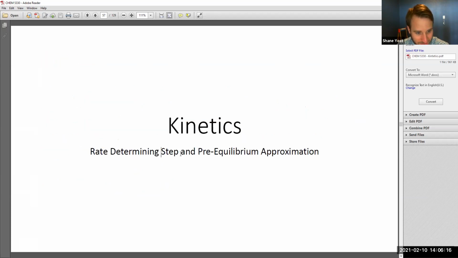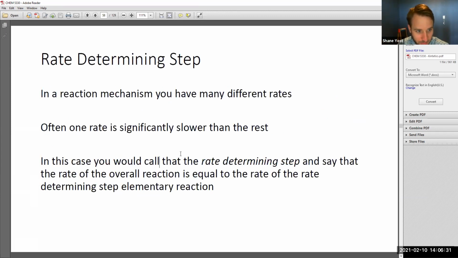Yeah, so that's the steady state approximation. The pre-equilibrium approximation is a little bit simpler, more straightforward, and it is even taught in general chemistry. I teach this when I teach general chemistry. I don't teach them the steady state, but I do teach pre-equilibrium and rate determining step. And rate determining step hopefully is something very familiar.